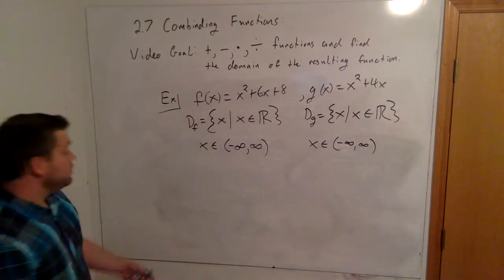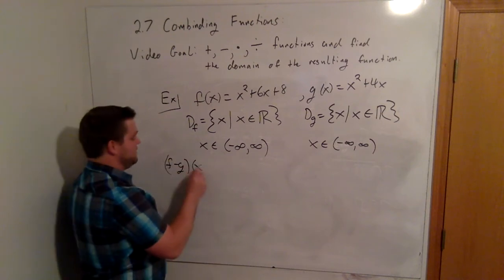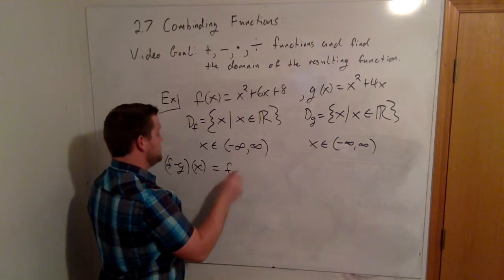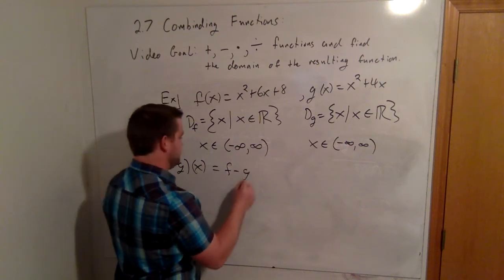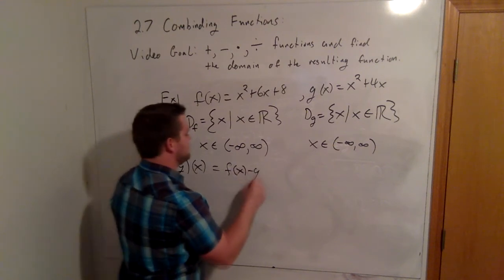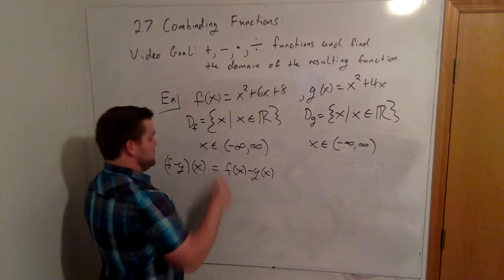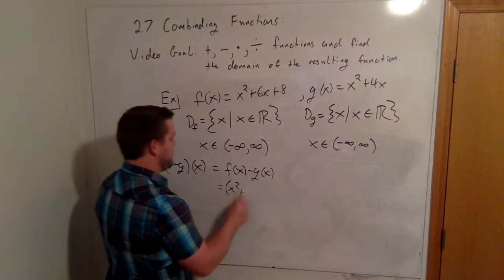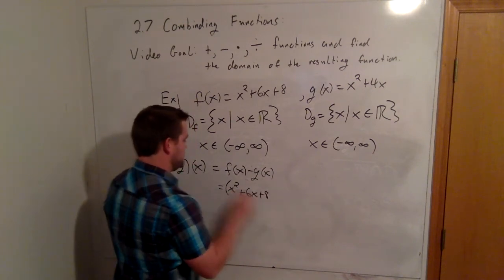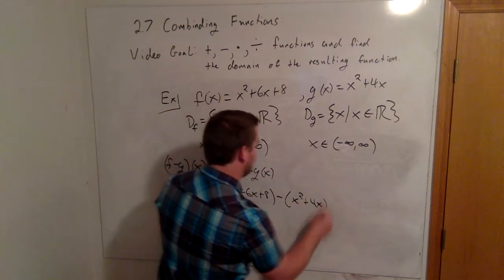Okay, so let's start by creating a new function, f minus g of x. What this means is I want to take the outputs of f and subtract from them the outputs of g. So how could we do this? Well, f is x squared plus 6x plus 8, and I'm going to be subtracting x squared plus 4x.